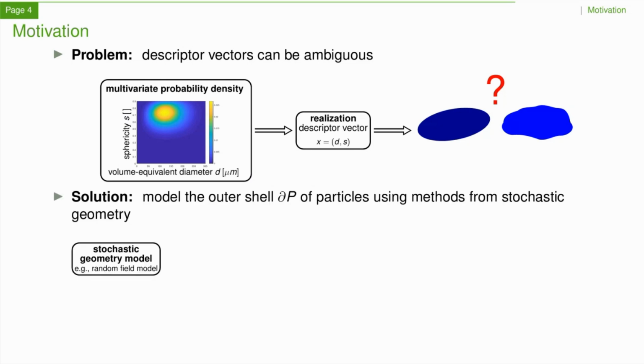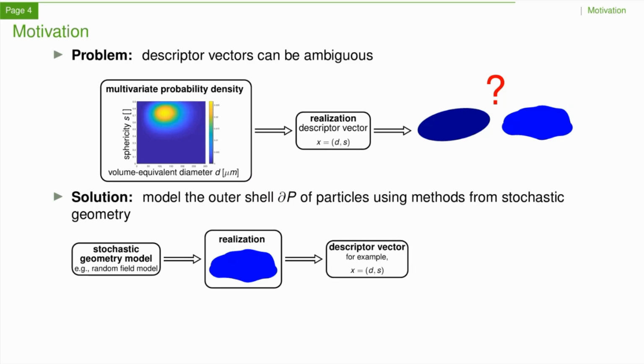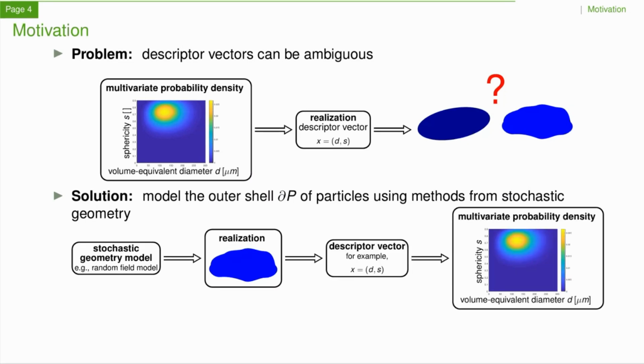Stochastic 3D models or geometry models can avoid this issue. They also describe a distribution, but when you simulate from this distribution, you obtain a random object, a random morphology, a geometry, and from that you can derive anything you want. For example, these descriptor vectors and then the joint distribution of these descriptor vectors. So you can see that in this chain of information, 3D models are way more informative.